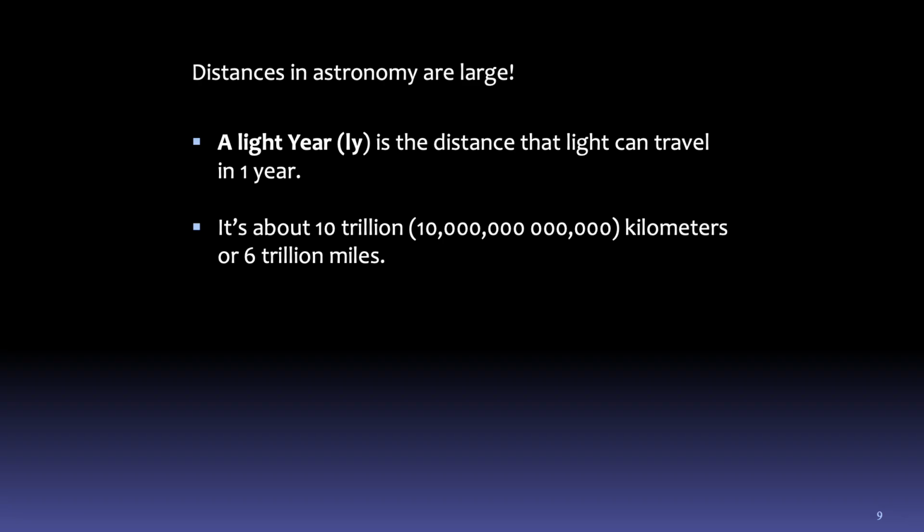It is about 10 trillion, which is 1 followed by 13 zeros, kilometers, or 6 trillion miles. Just imagine, instead of saying 10 trillion kilometers, how awful that is to say, or even to write down. So it is wise to have something very simple, just LY, 1 light year. It's a good choice. By the way, another similar distance scale is a parsec, and you will learn about it in this course.